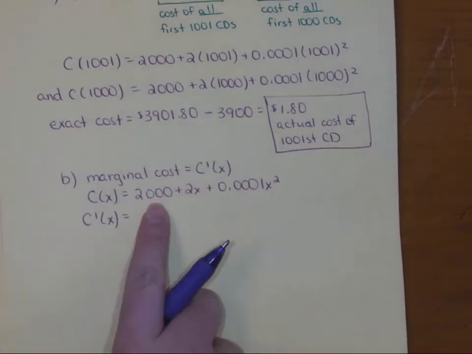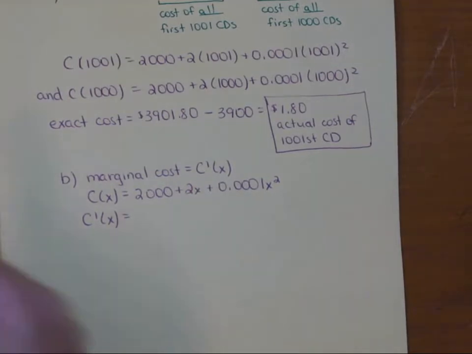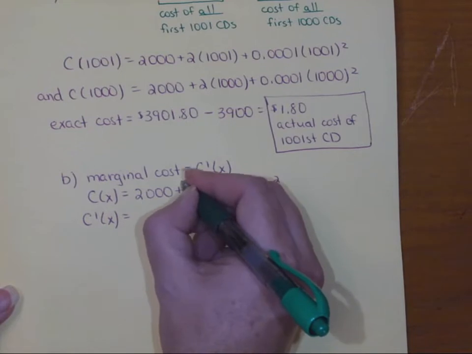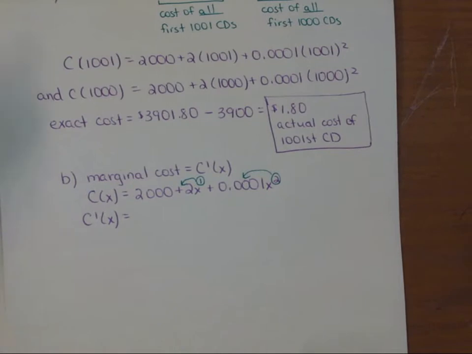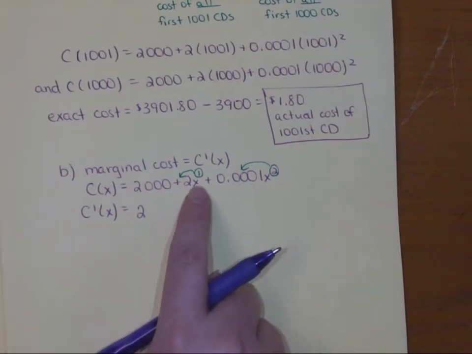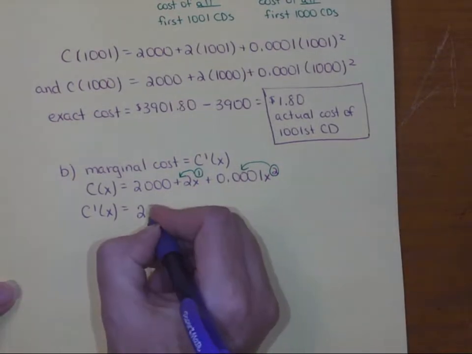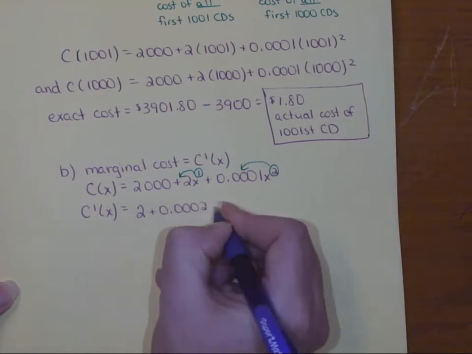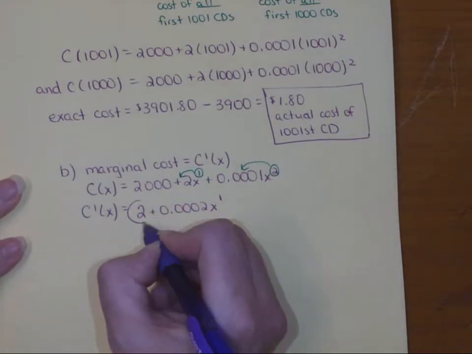Remember, the derivative of any constant, even one as high as 2,000, is 0. The derivative of 2x: remember, this is where you bring the power around to the front and reduce the power by 1. So we get just 2, because 1 times 2 is 2, and if we reduce the power of x by 1, we get no more x's. Here we're going to get 0.0002x to the first power. So here's the equation we're going to use.